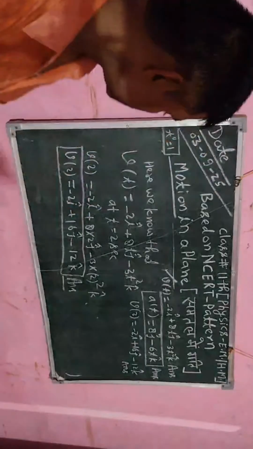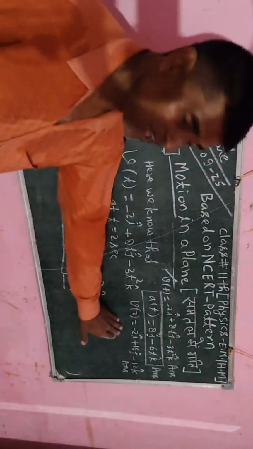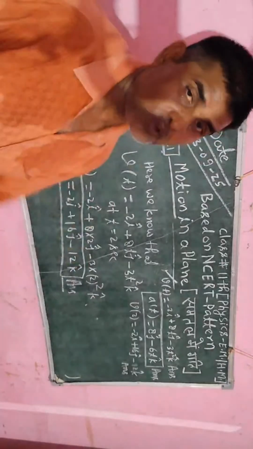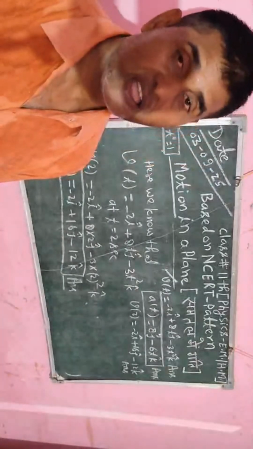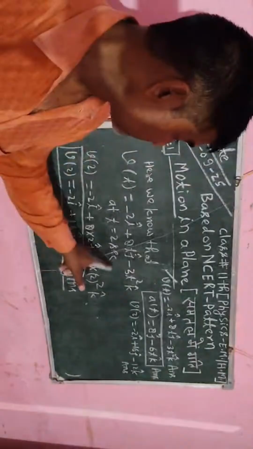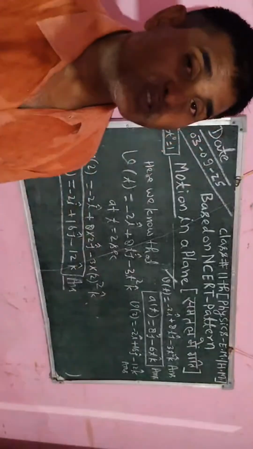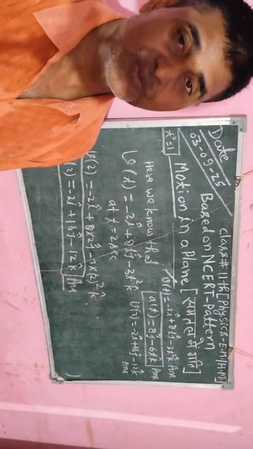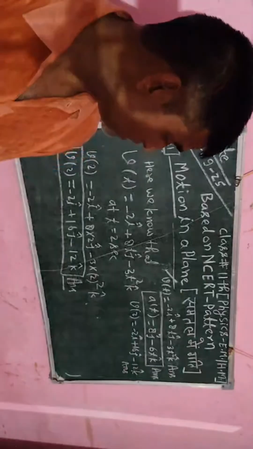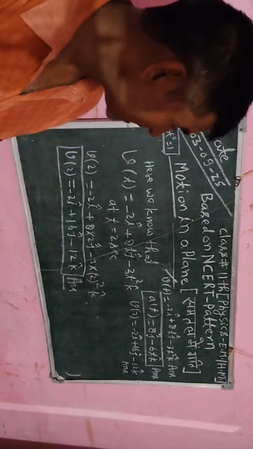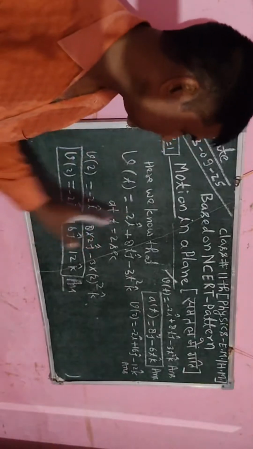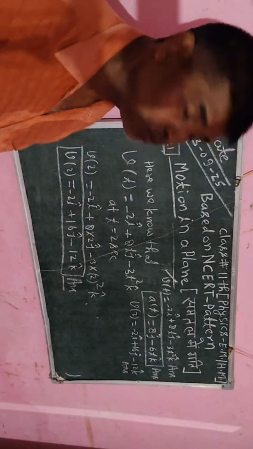Okay, student, so this way I have already said here. Now the next question: we have to find the magnitude of the velocity vector. Okay, so that is very easy, and I will also explain how we have to calculate it.